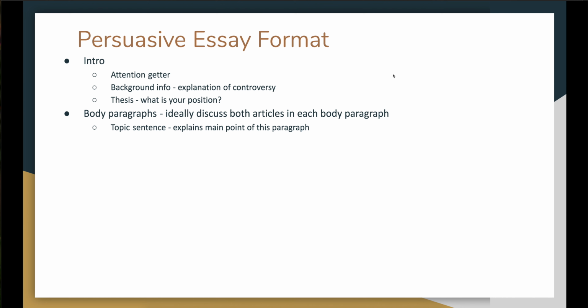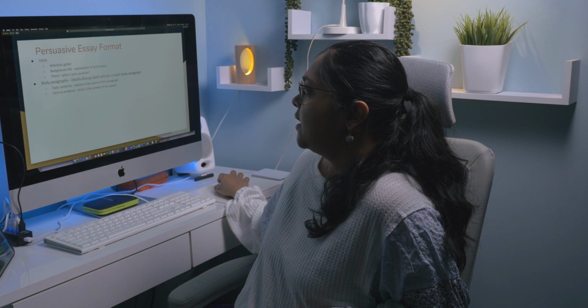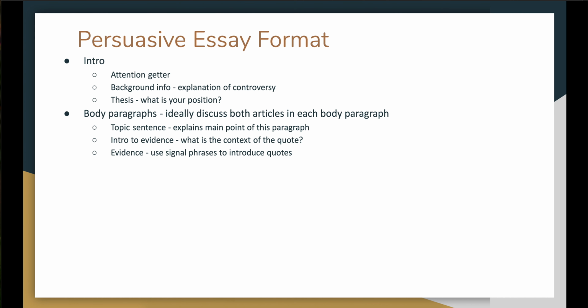Now, when you're structuring your body paragraph, of course, you are going to start that paragraph with a topic sentence which explains the main point of that paragraph. And then you're going to introduce your audience to your evidence. So basically explain what the context of the quote is, and we went over this more extensively in my video on essay formatting. After you introduce your evidence, you're going to give your evidence, so you're going to use signal phrases to introduce your quotes and give some type of context there.